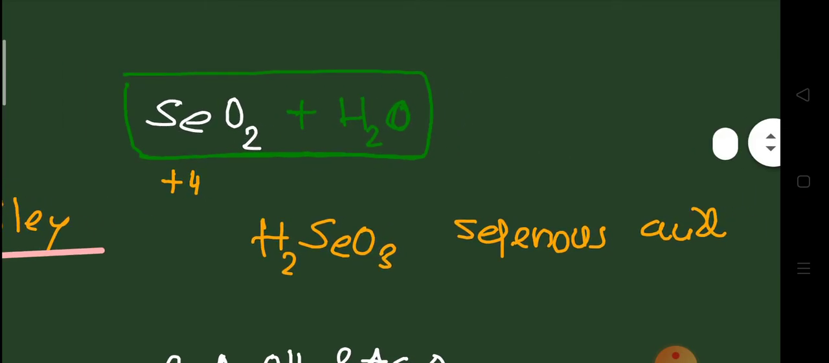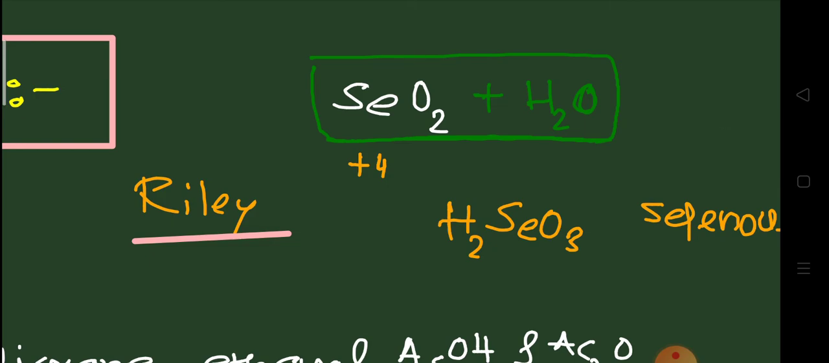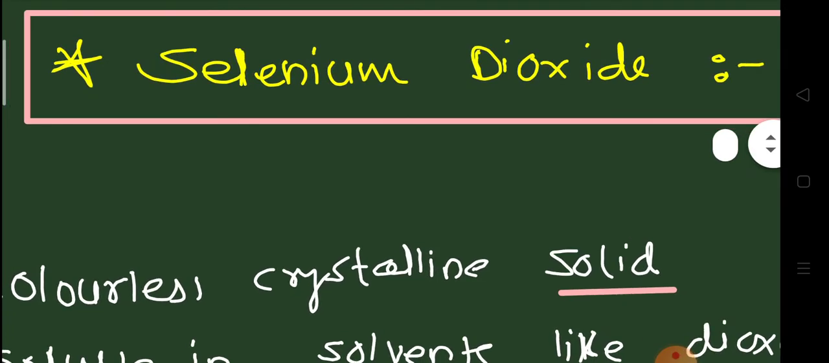You know that non-metallic oxides particularly show acidic character, and whenever you mix a few drops of water with SeO2, it will be converted to selenous acid, and that is the active species in this reaction. So, this reaction is also called Riley oxidation.